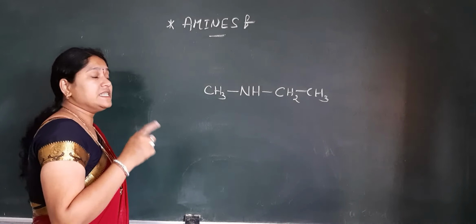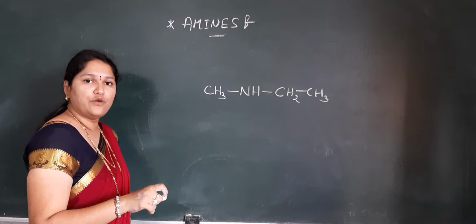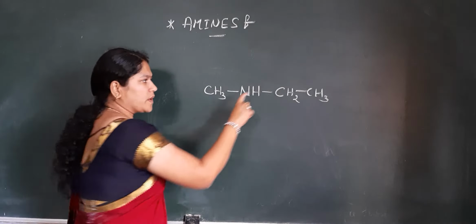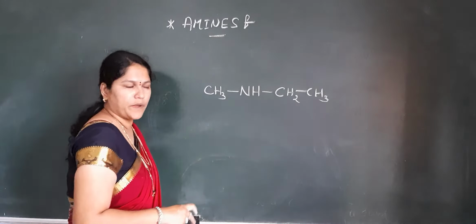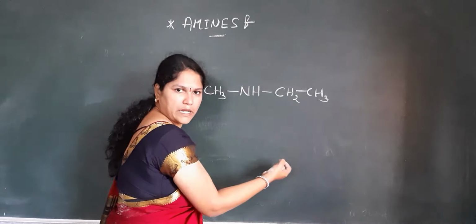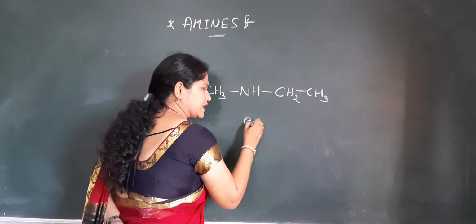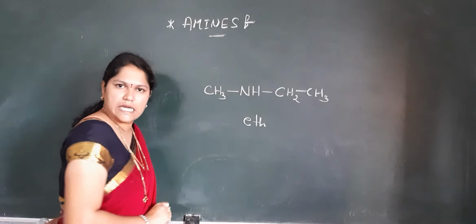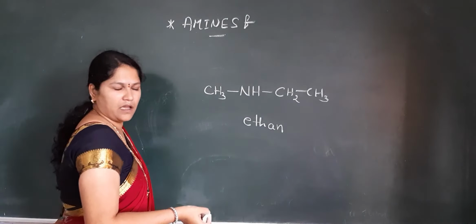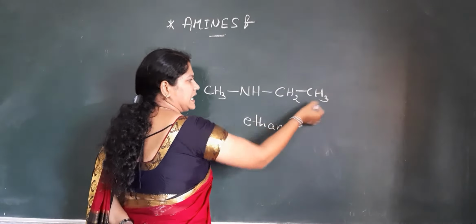That means in such cases we have to take the longest carbon chain as the root word. Here we have only one carbon on one side and two carbon atoms on the other. So the root word is eth. No doubt in that. Single bond is there, therefore it is ane. Ethane.